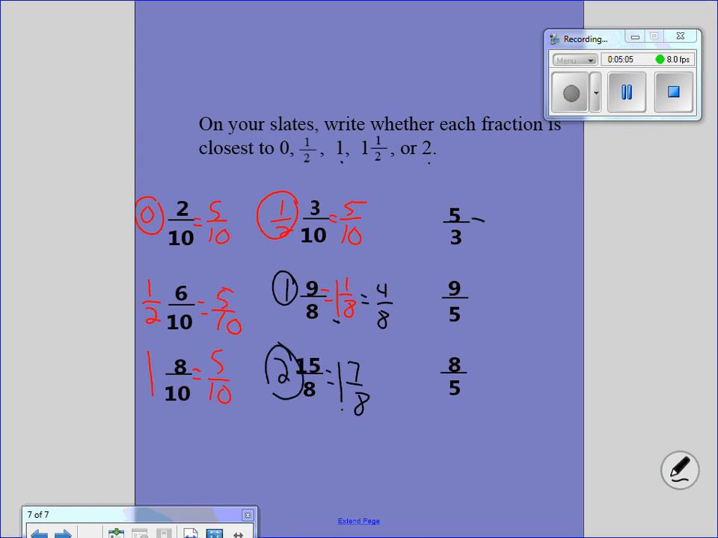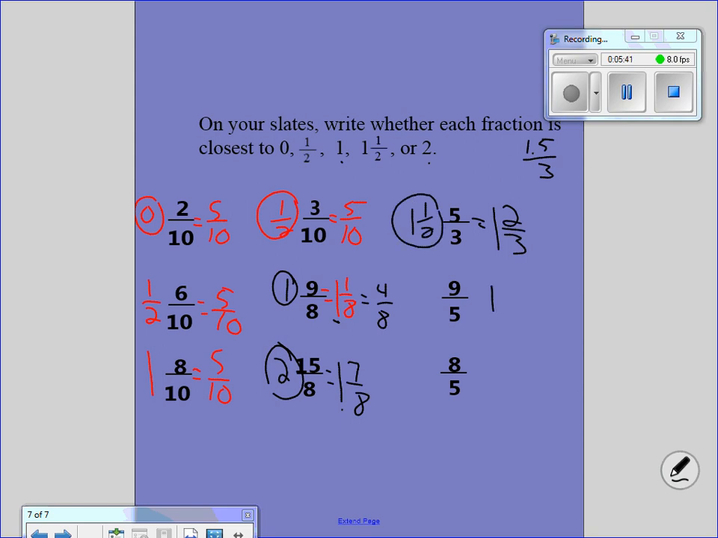5/3, which would equal 1 2/3. Half of 3 would be 1.5. Okay, so it's past that. It's closer to 3, so we're going to count that one as a 1.5. So half of 3 would be 1.5 over 3, right? So 1 2/3 is closer to 1.5 than to 2. See how that works, kids? That's a trickier one, okay?